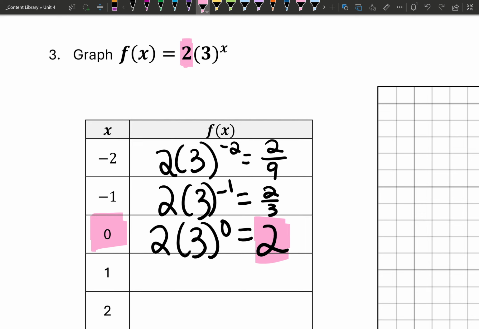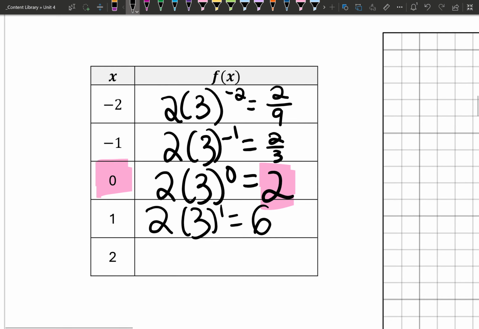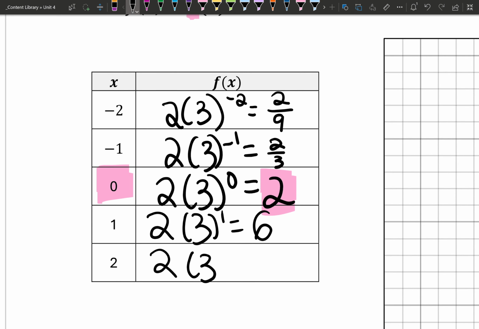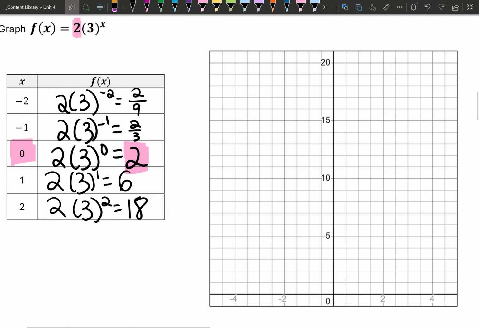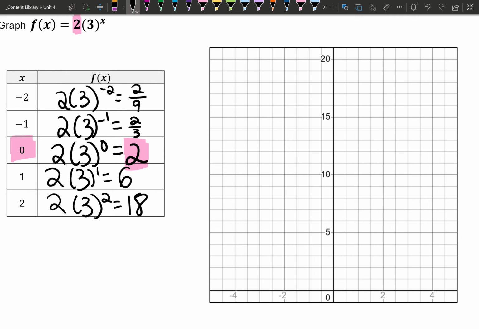I'm back. All right, let's plug in 1. 2 times 3 to the power of 1 is 6. And 2 times 3 to the power of 2 is 18. Let's graph it. -2, 2/9, so I'm going to assume it's there. -1, 2/3. 0, 2. 1, 6. And 2, 18.